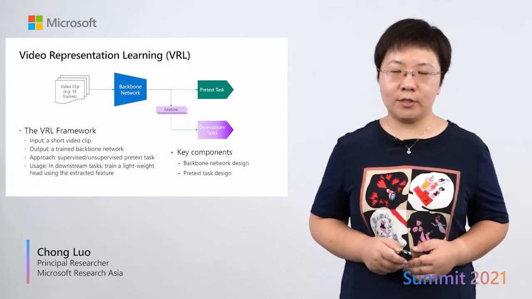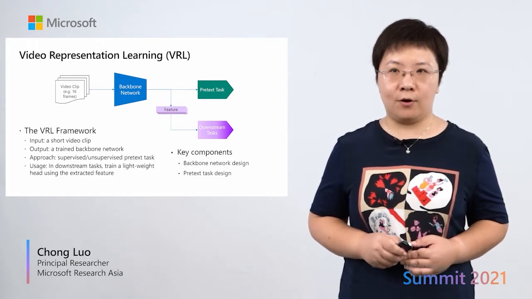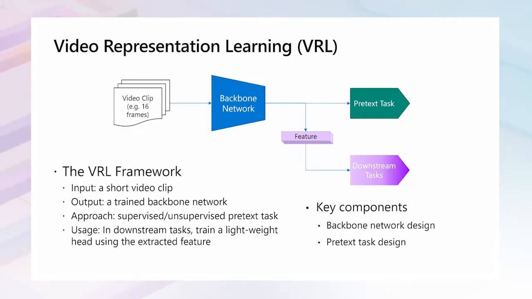Let's start with the keyword video representation learning, or VRL for short. The task of VRL in the deep learning era is to train a neural network, which takes a short clip of video as input and produces a feature embedding that could be used in a variety of downstream tasks. The process to train the model is usually called pre-training, and the learning task used in the pre-training is called pretext task. The key components in video pre-training are backbone network design and pretext design. In this talk, I will focus the discussion on pretext design.